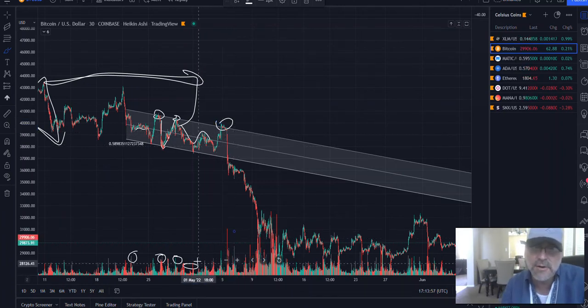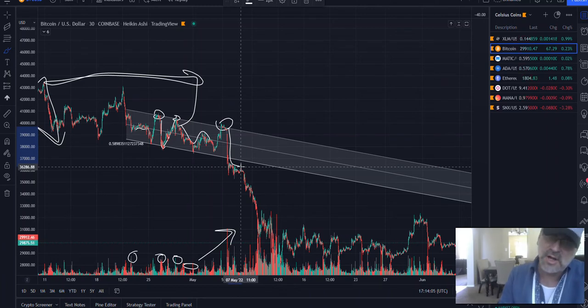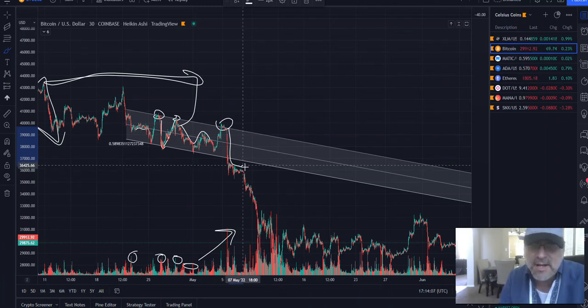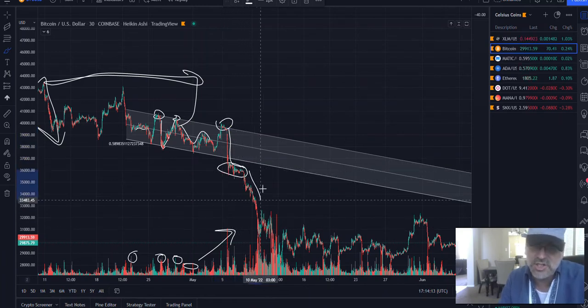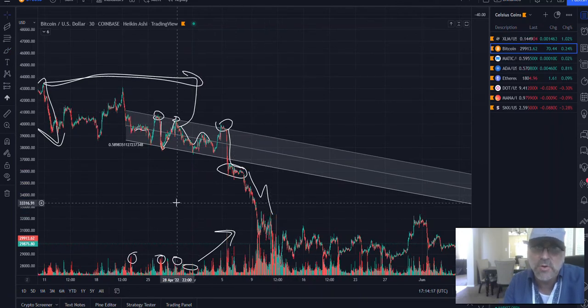The shot heard around the world, man. We got a big gunshot. It bleeds out parabolically, breaks down below channel support, tries to make it back up, does a little half-hearted consolidation here, and boom, then it just dumps. And so this kind of brings us to where we currently are in Bitcoin.